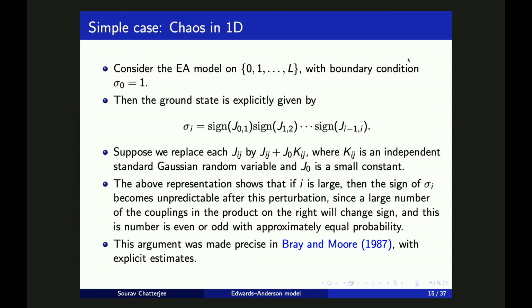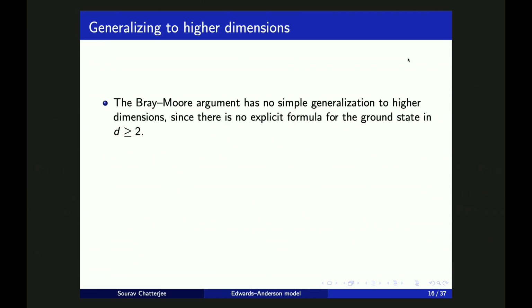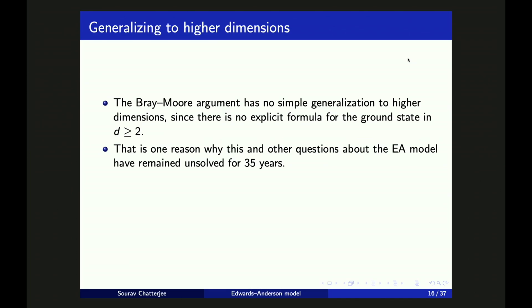So this argument was made precise in this physics paper of Bray and Moore with explicit estimates, and this led to the conjecture that you can expect this to happen in higher dimensions also. But the problem is that this has no simple generalization because there is no explicit formula for the ground state in dimension 2 and higher. In 1 dimension, you have this nice formula, but in 2 and higher dimensions, there is no formula. So this is the main reason why this is another question.